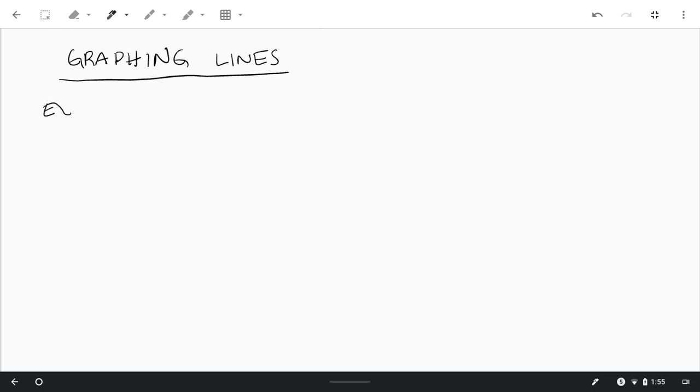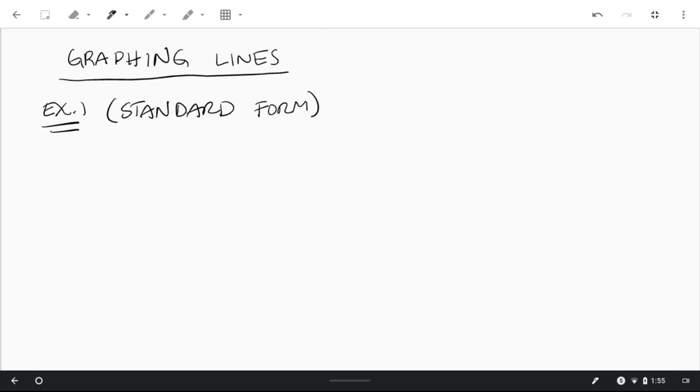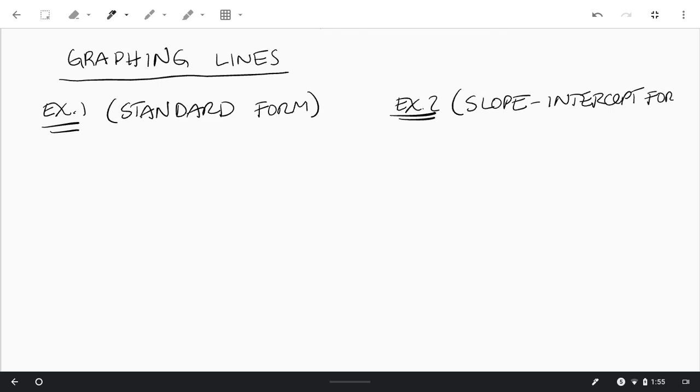So when I'm graphing standard form, I like to make a table. Over here, I'll do example 2. When I'm graphing slope-intercept form, then I like to use that nice little shortcut. Some people always like to use slope-intercept form, so they take standard form and rewrite it in slope-intercept form, and then they graph it. Doesn't matter to me.